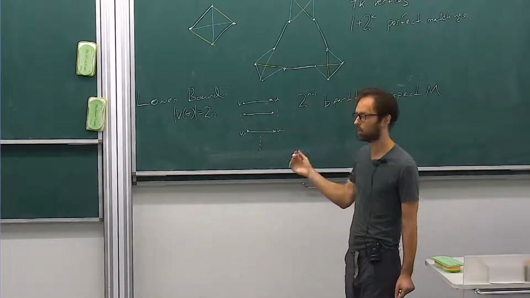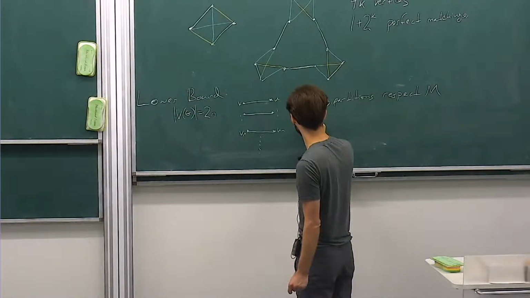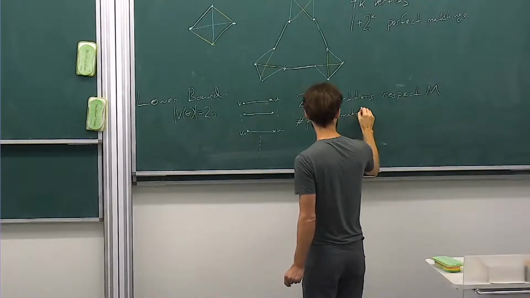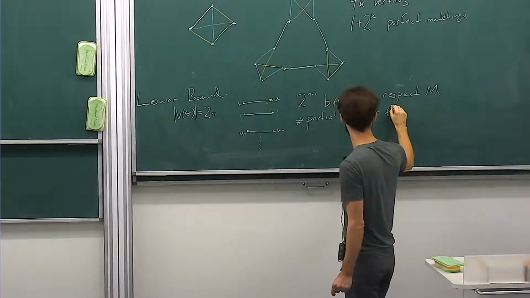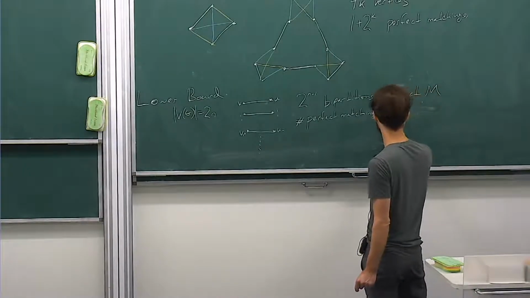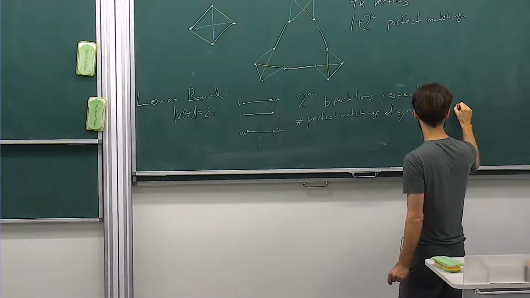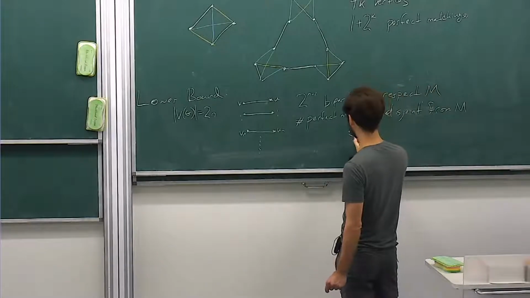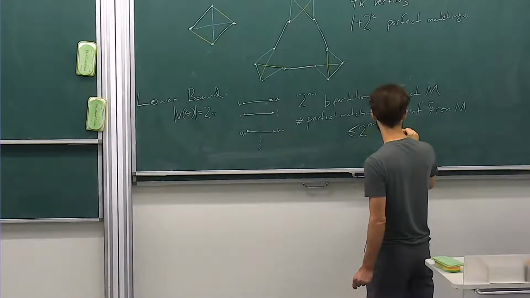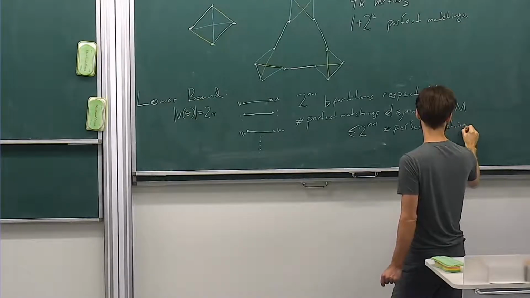So using Theorem 1, the total number of perfect matchings disjoint from M is at most 2 to the n minus 1 times the number of perfect matchings that intersect M.